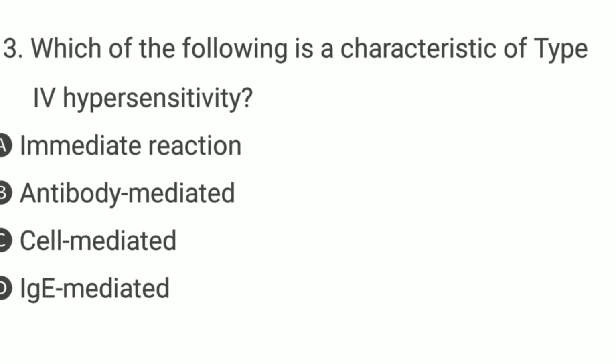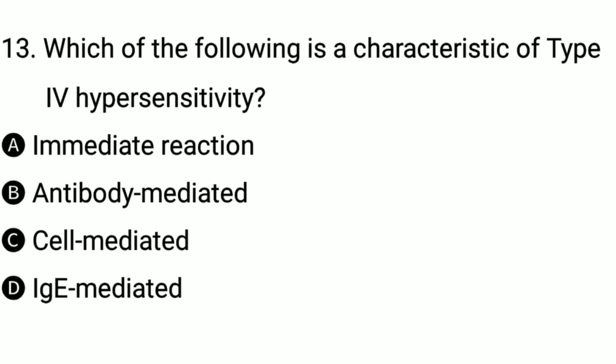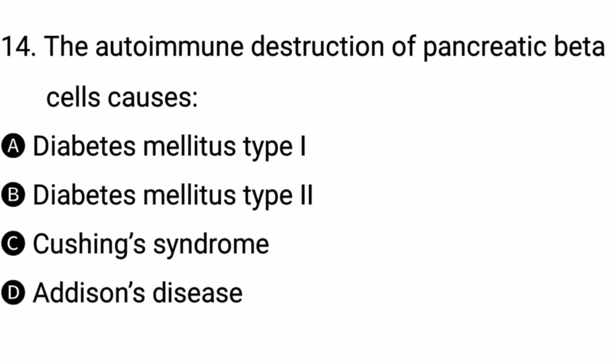Question number 13. Which of the following is a characteristic of type 4 hypersensitivity? The right option is option C, cell mediated. Question number 14. The autoimmune destruction of pancreatic beta cells causes. The right option is option A, diabetes mellitus type 1.